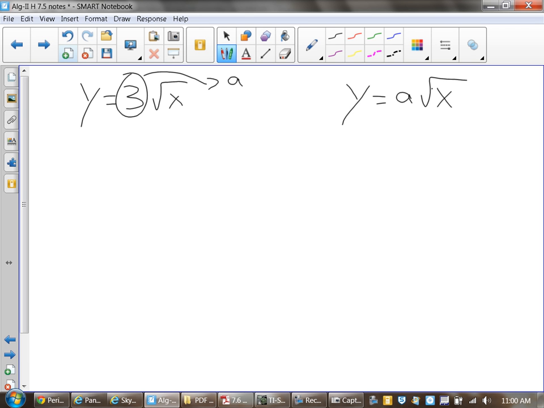So again, when I go to start a graph of something like this, I'm not using graph paper. I'm starting out with my xy grid. When x is 0, what's the square root of 0? 0. What's 3 times 0? 0. Okay, so it still starts at 0. What's the square root of 1? 1. What's 1 times 3? 3. What's the square root of 4? 2. What's 2 times 3? 6. Do you see what we're doing?